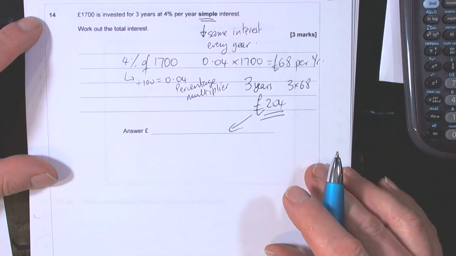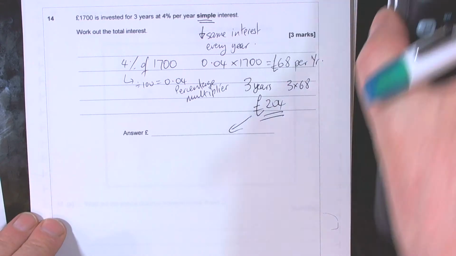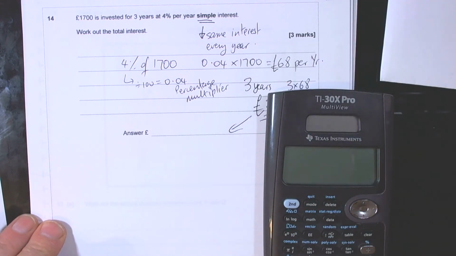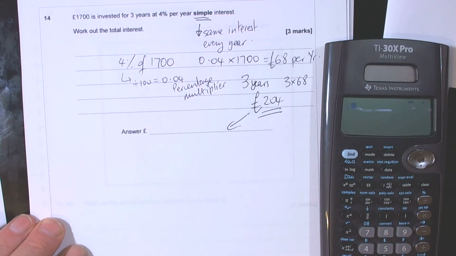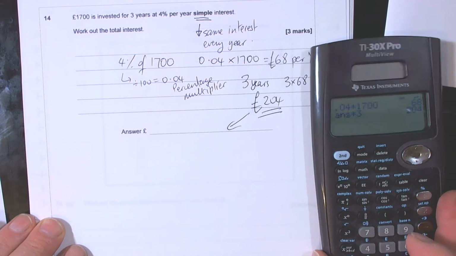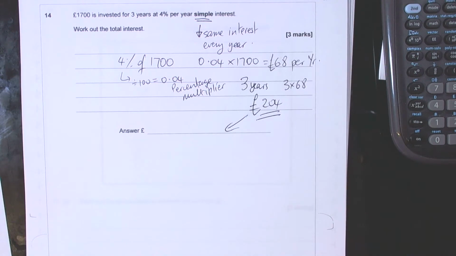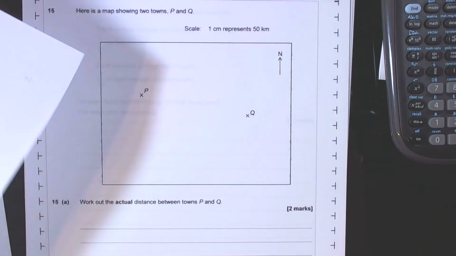So that's the answer. Okay, just check that very quickly. Pretty sure it's okay, but just in case. Everybody's human, everybody can make mistakes. So 0.04 times 1,700, 68 times by 3, 204. Yeah. Okie dokie. So that's another one.